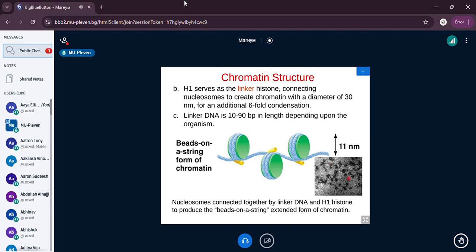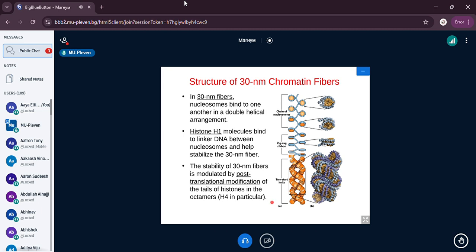Here is the beginning of the additional condensation, again an electron micrograph. Here is the 11 nanometer diameter of the nucleosomes, and the additional coiling thanks to the linker histone, and the formation is called a solenoid. Here it is, a solenoid that has a 30 nanometer fiber diameter. The other name, besides solenoid, is chromatin fibers. The stability of 30 nanometer fibers is modulated by post-translational modification of the tails of histones in the octamers, especially H4.